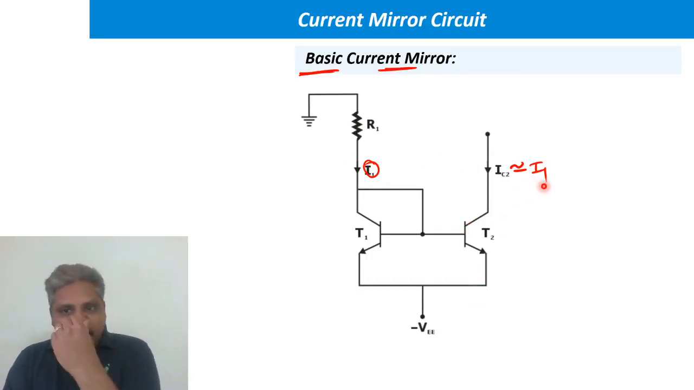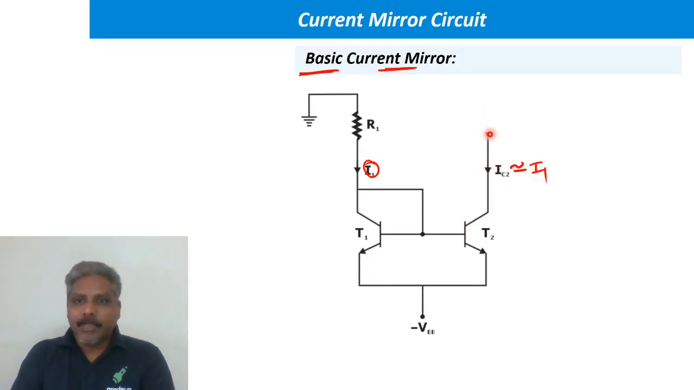Let me prove how it is. Where this point is connected, you may have a question. This can be connected anywhere. It may be connected to the emitter of a transistor, or to the collector of any transistor. It may be open, or it may be connected to VCC also. So this is the point where we can connect. I'll show you some practical examples later in the discussions.